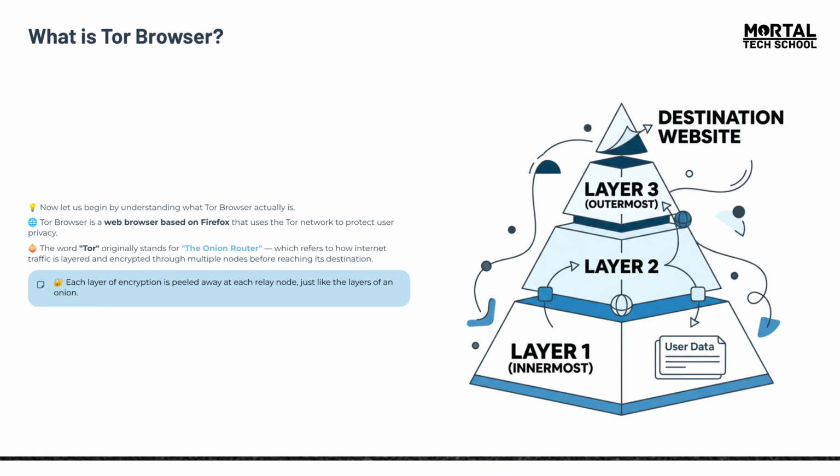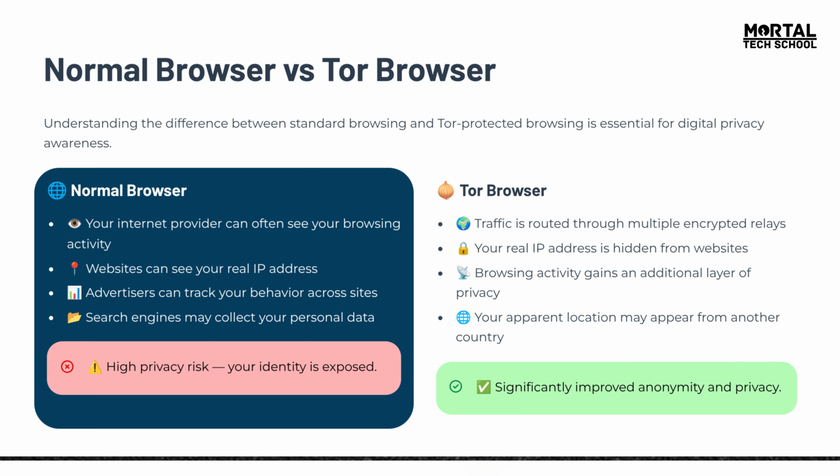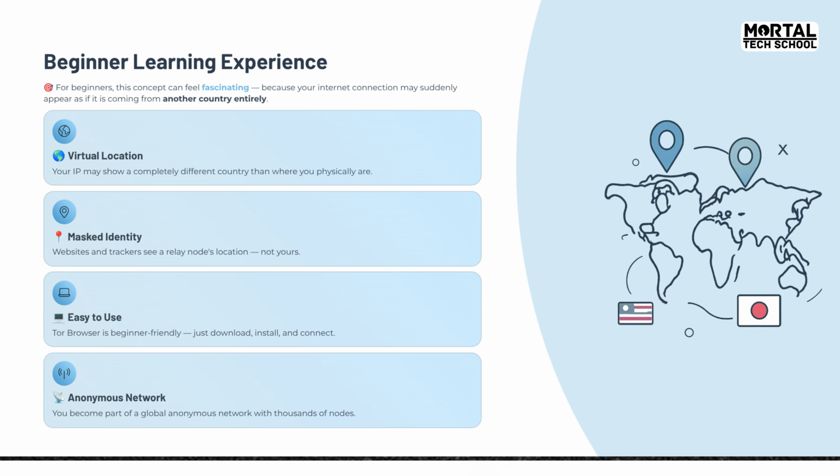When using a normal browser, your internet provider can often see your browsing activity, websites can see your real IP address, advertisers can track your behavior, and search engines may collect your personal data. However, when using Tor Browser, your traffic is routed through multiple relays, your real IP address becomes harder to identify, your browsing activity gains an additional layer of privacy, and your apparent location may appear from another country. For beginners, this concept can feel fascinating because your internet connection may suddenly appear as if it is coming from another country entirely. Now let us learn how to download and install Tor Browser.